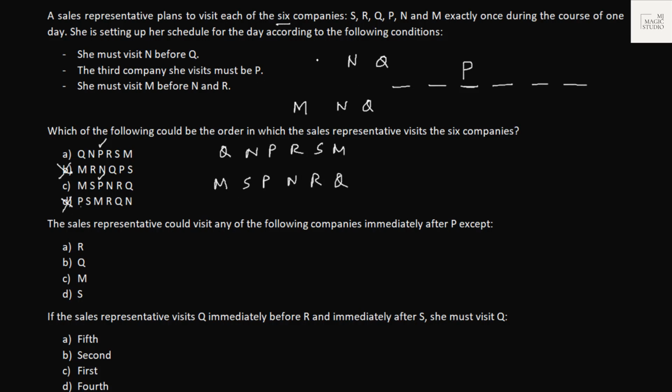Now we must see in which of these options all the conditions are fulfilled. N should be before Q. But here N is after Q. Cancel. Out. Here we can see N is before Q. P is the third company. M is before N and R. Bingo. Option C is the correct sequence out of the four given sequences.